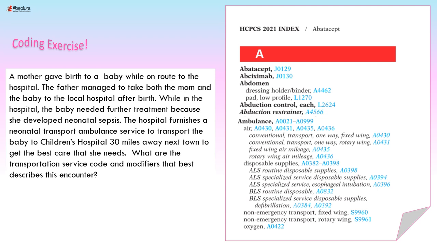So hopefully you have your codes with you. Let's see what we come up with, so if you're following along with me. We are coding for a neonatal transport ambulance service. If you're looking it up from your HCPCS level 2 alpha index, you're going to look for ambulance. We're given the code range A0021 to A0999, because there's really nothing much under here that pertains to the type of ambulance services that we're looking for. So we're going to verify and look this up in your tabular list. Go ahead, coders, turn your page to your tabular list.